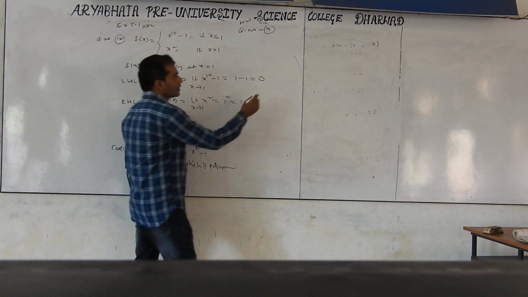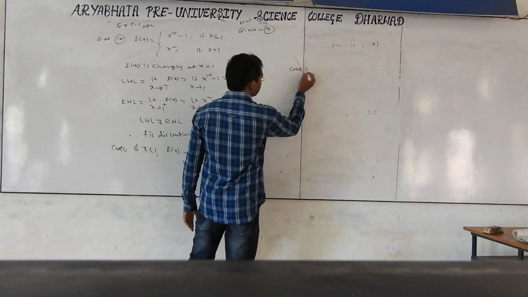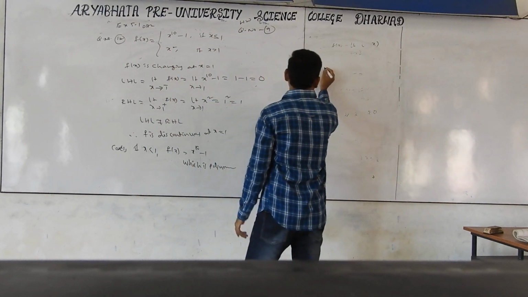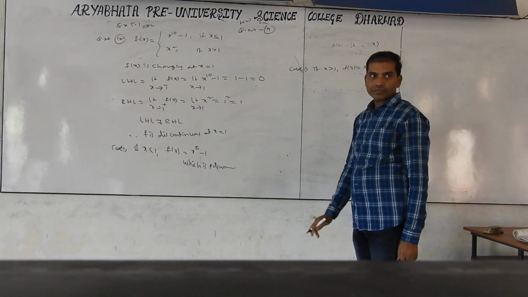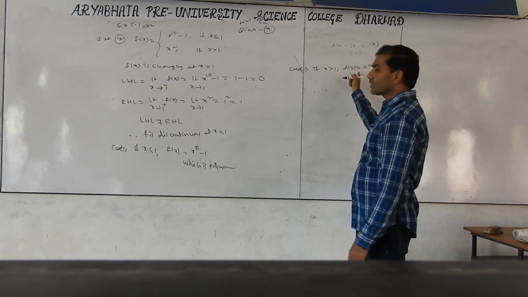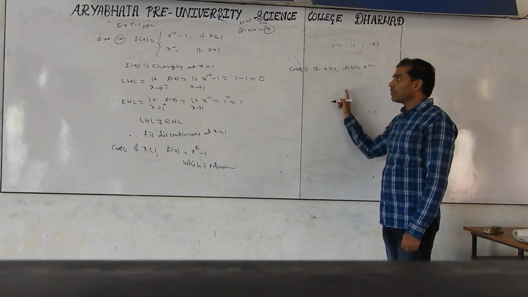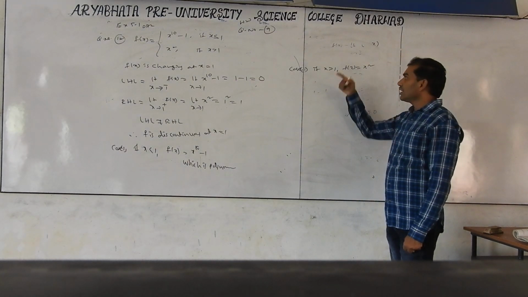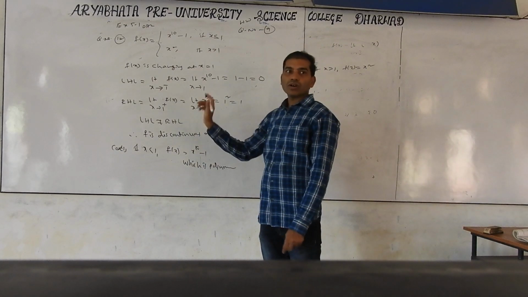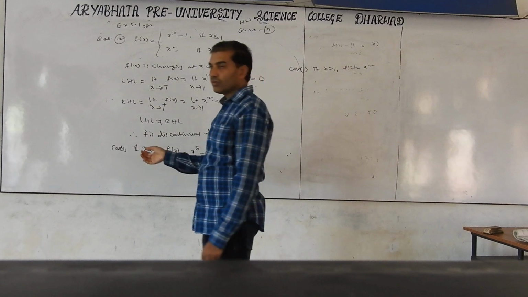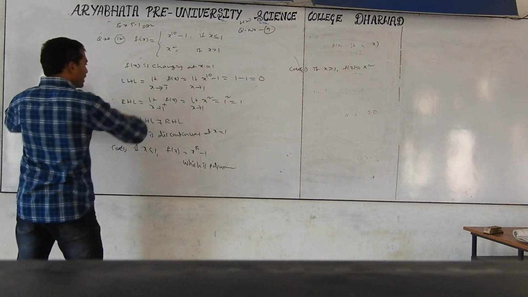Next, case 2. Tell me the case 2 is if x greater than 1, f of x equal to x square. Then f is x square, which is polynomial. Then every polynomial function is continuous. Therefore, f is continuous everywhere except 1.